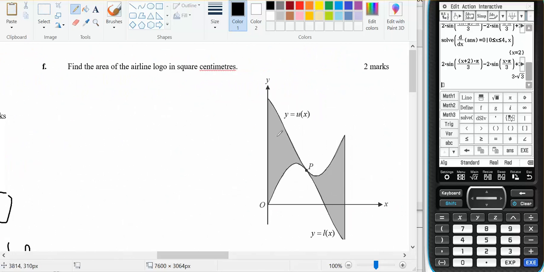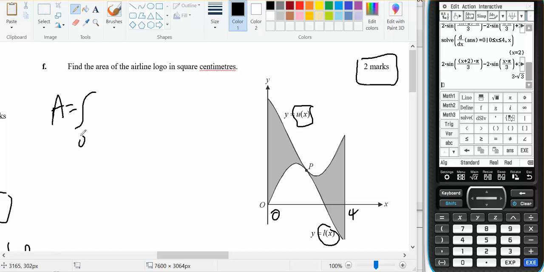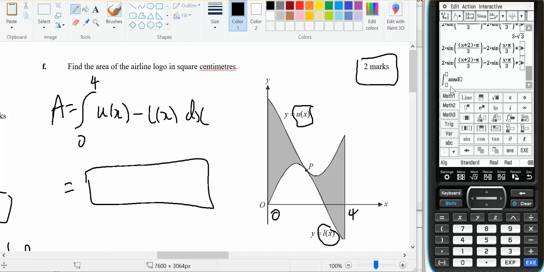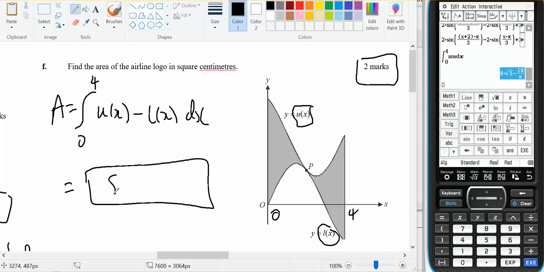Find the area of the logo in square centimetres. Well, U is always the top curve and L is always the bottom curve, and I'm going from 0 to 4. 2 marks, 1 mark for the area is the integral from 0 to 4 of U of x minus L of x dx. Take the answer, select it, integral from 0 to 4 dx. And that's going to be my answer, 8 root 3 minus 18 on pi.